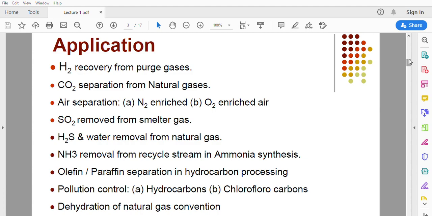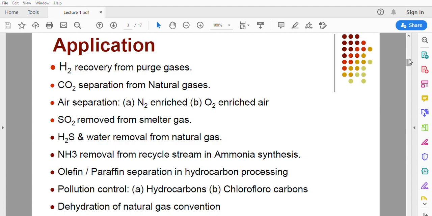Generally, in commercial scale plants we use the membrane based process to separate the CO2 from the natural gas. We also have to separate the water from the natural gas. For that we generally use the compression process, but for CO2 separation we use the membrane based process.